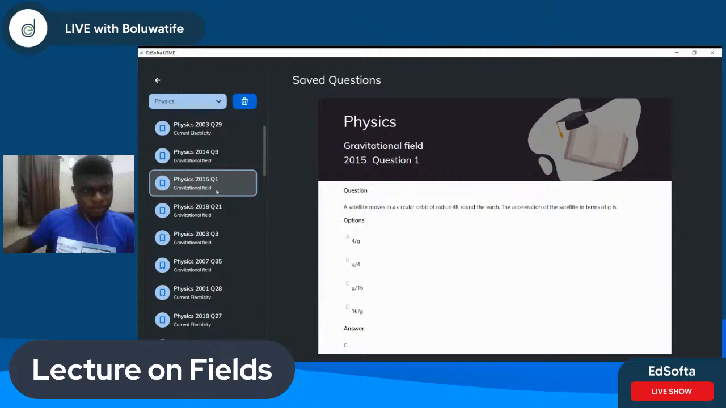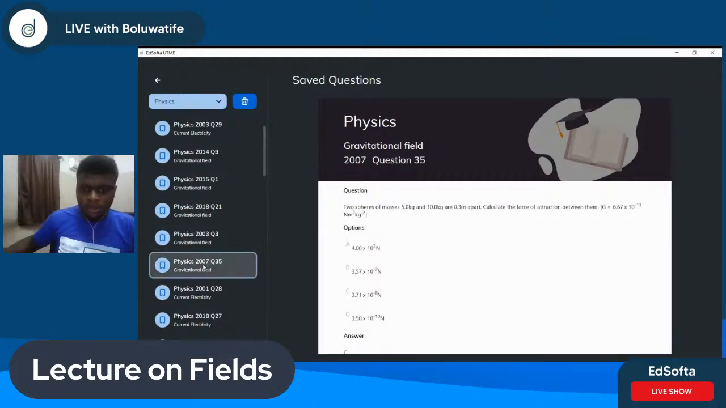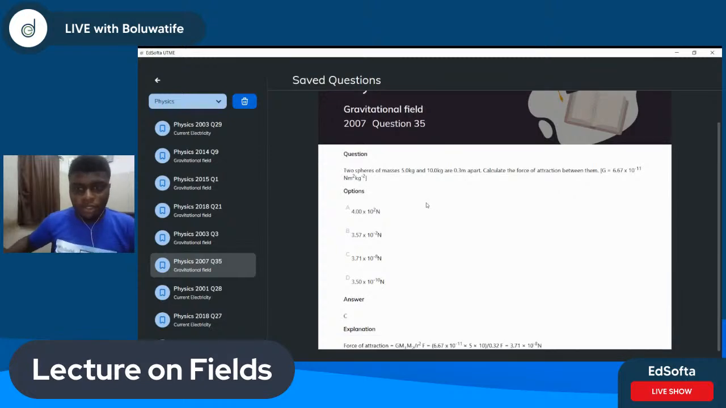For gravitation, let's start with one that we are used to. It says two spheres of mass 5 kilograms and 10 kilograms are 0.3 meters apart. Calculate the force of attraction between them. G is equal to 6.67 times 10 to the minus 11 newton meter squared per kilogram squared. Pretty simple actually.